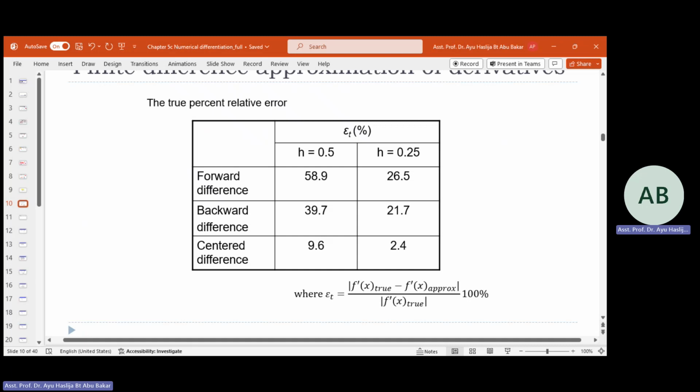Okay, we'll see the difference between the true error when you have h 0.5 and h 0.25. So the smaller the h, the smaller the error. If we compare between backward, forward, and centered, centered is much closer to the true value. Any question? Clear?